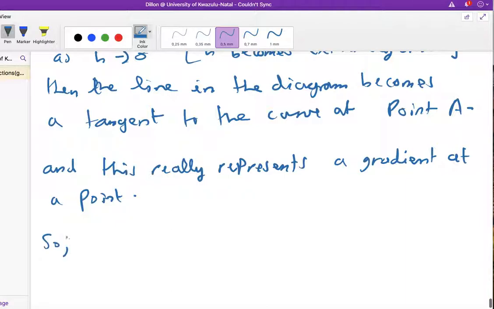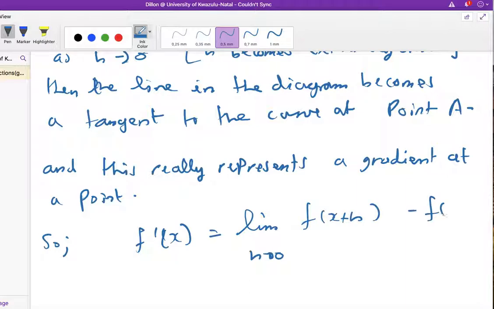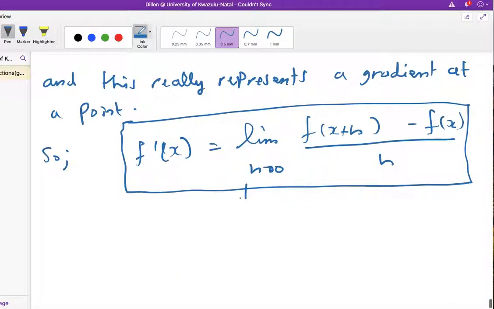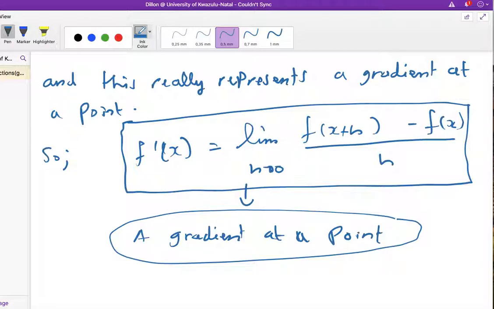So this is what the derivative does for us. We say that f prime of x, the first derivative of f of x, is given as the limit as h approaches 0, as h gets very small, of f of x plus h minus f of x, all over h. And this is where the derivative comes from. This really represents a gradient at a point. So that's what the first derivative is.